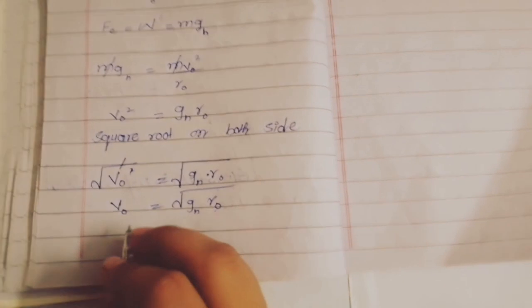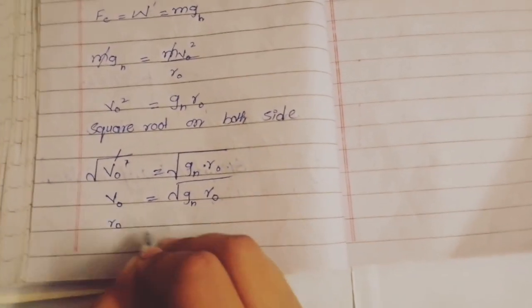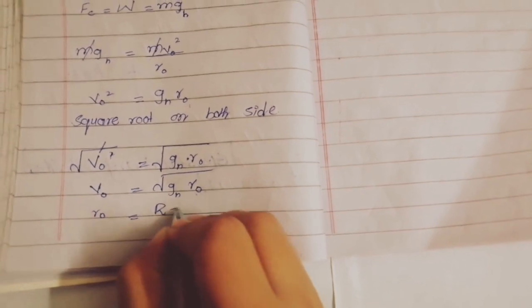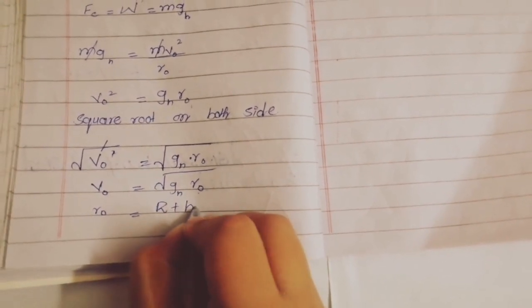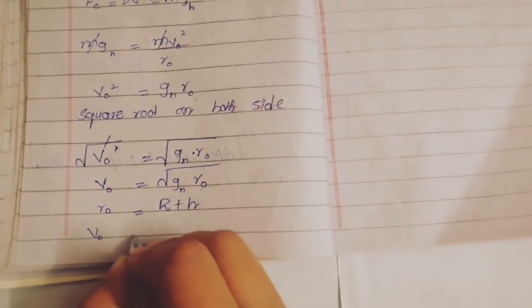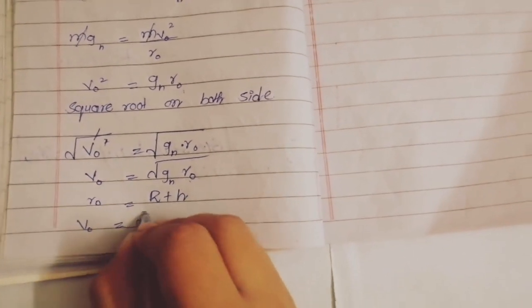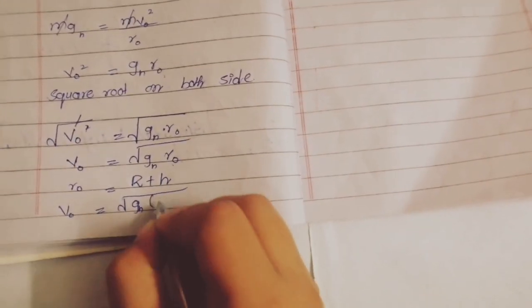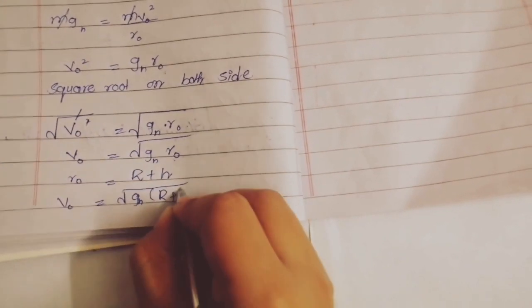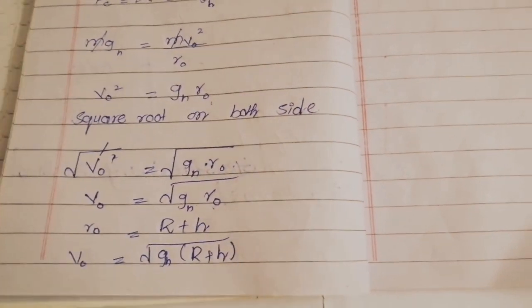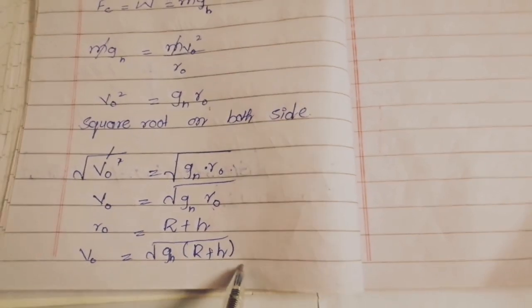Now we will put its value in the formula. R naught, the radius of the orbit, is equal to the radius of the earth plus the height at which this satellite is present. So we will write here v naught is equal to square root of g h times r plus h. This is the final equation of motion of an artificial satellite.